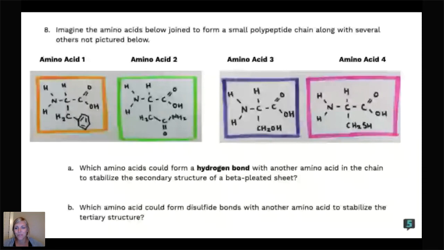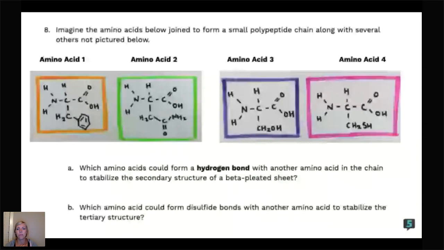Oh, you guys are so fast. Good. Awesome. Yeah, 4. You guys are all agreeing. Yep, number 4. You see that sulfur right in there, a disulfide bond. You would need another amino acid that looks just like that somewhere down the line. That really helps to stabilize the tertiary structure. Without that particular amino acid, you would not have a disulfide bond, but that really helps get that third layer of tertiary structure going.